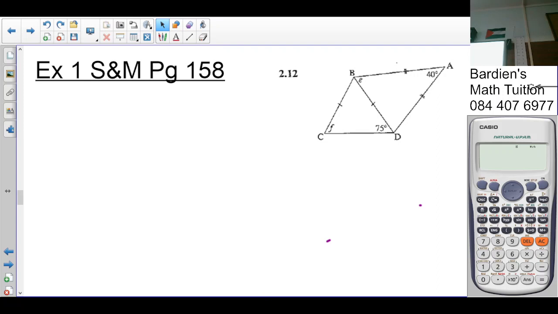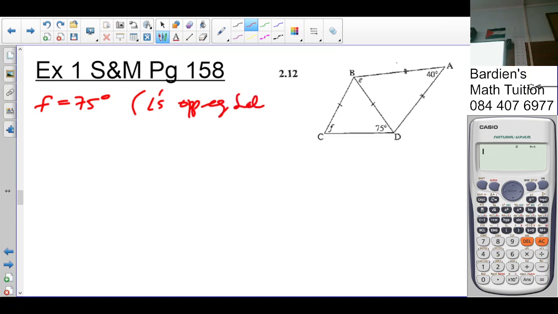Look at 2.12. So what do you have in 2.12? What can be done first? Angle F... not so. It's actually angle C. But F is equal to? 75 degrees. Why? Angles opposite equal sides. That's 75 degrees. Now what?